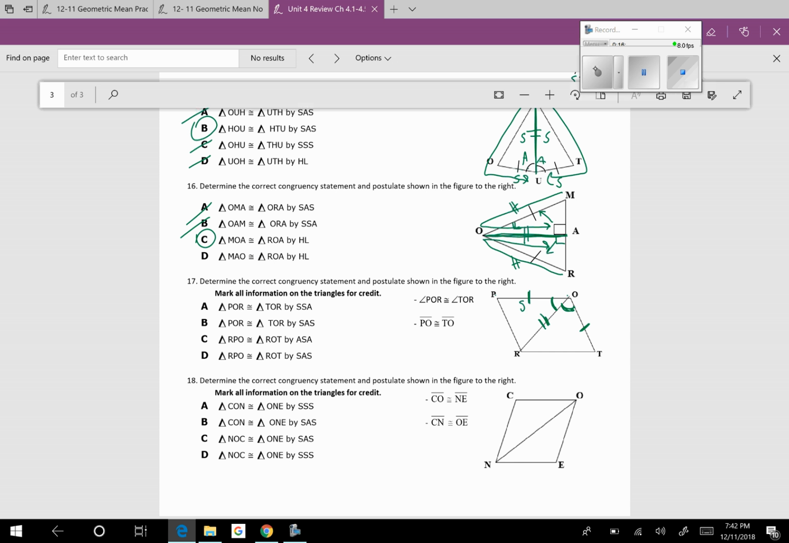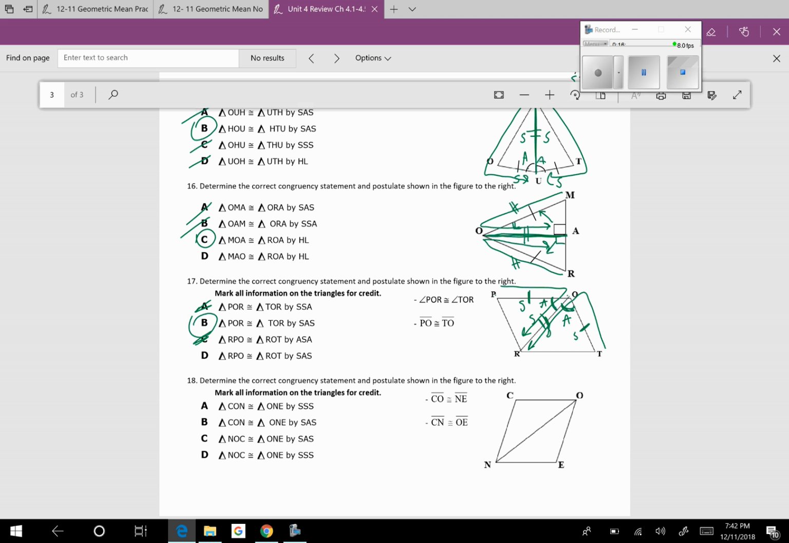So we have a side, an angle, and a side. So we have side, angle, side. So go through and look here, side, angle, side. So we can get rid of C and A. And now we just look at the letters, POR and TOR. So here's POR and TOR. Do we pass by the same markings on each one? Yes. So that one works.